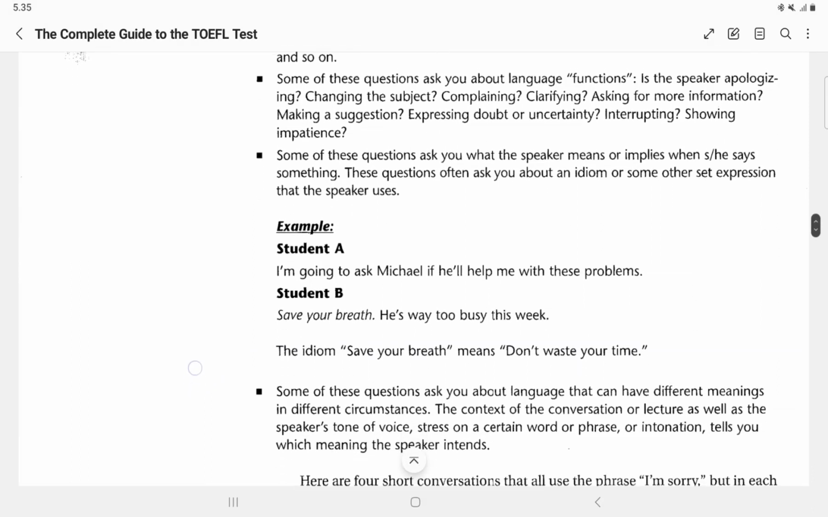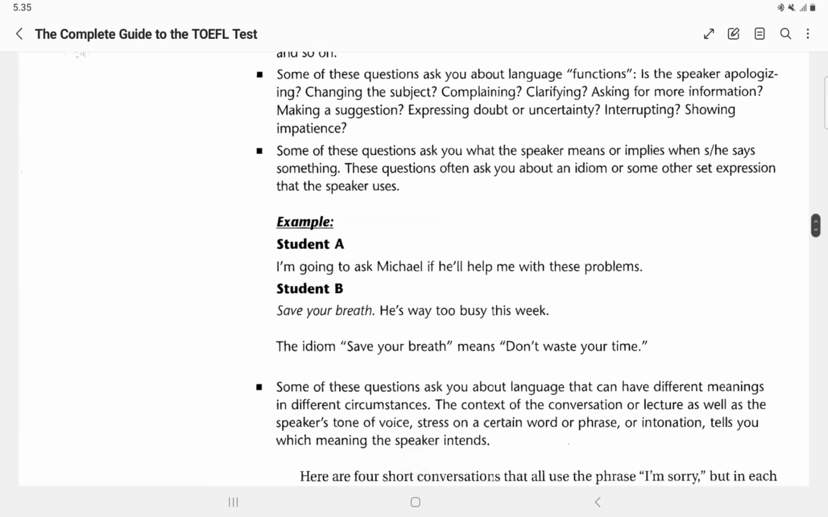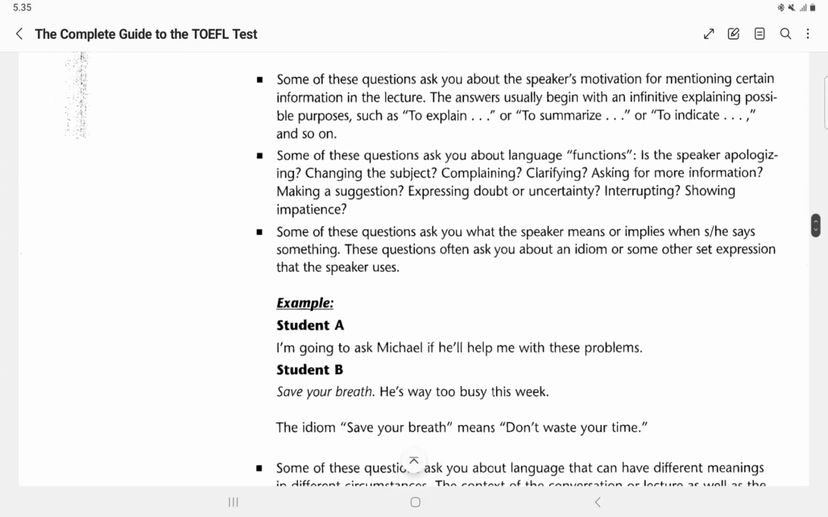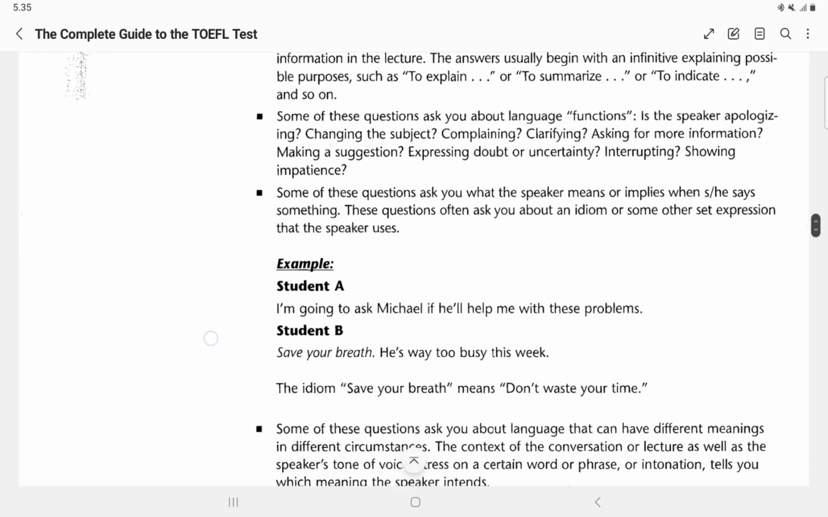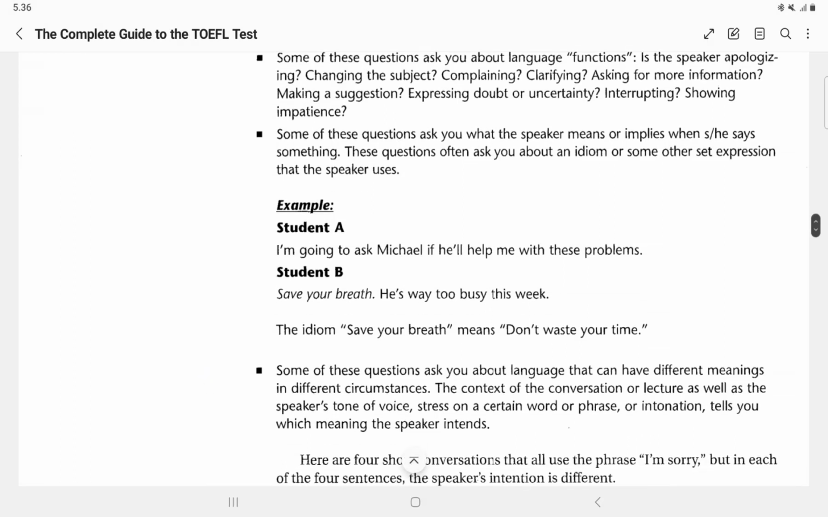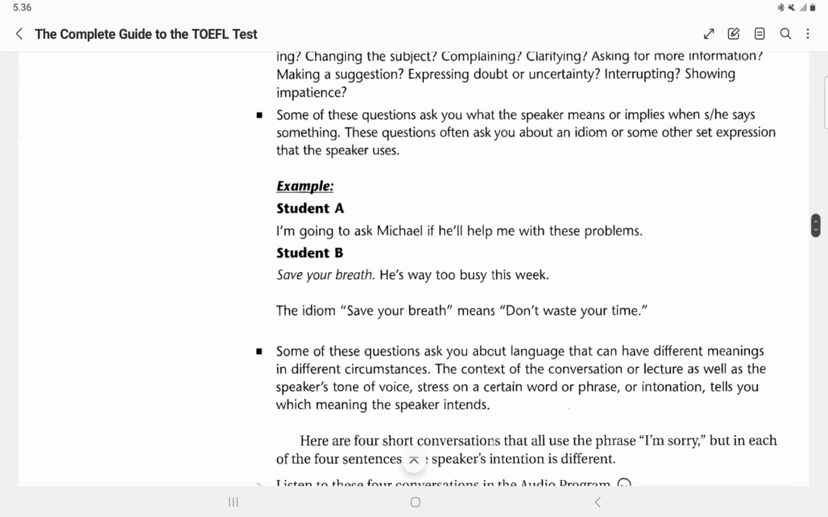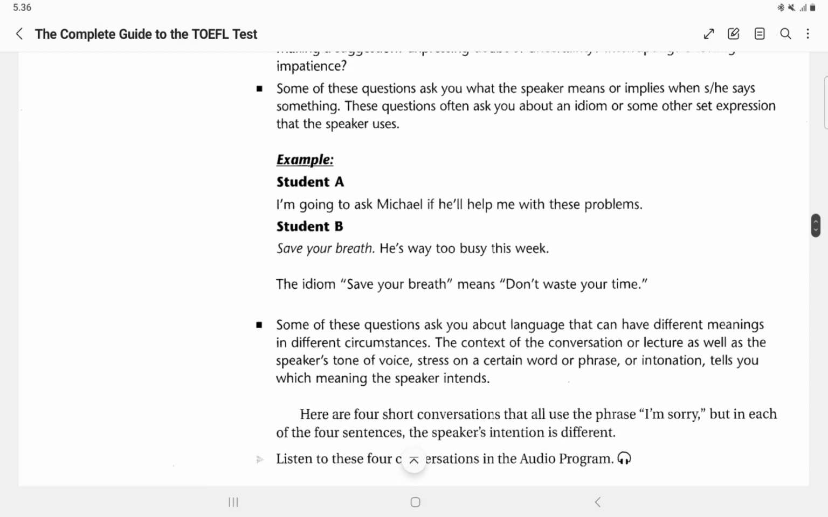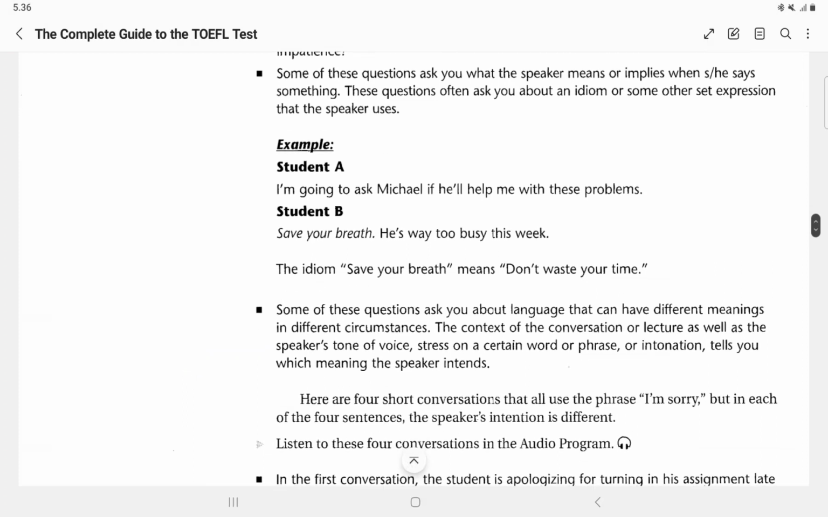Some of these questions ask you about language functions. Speaker's motivation, and this time it is about language functions. Is the speaker apologizing, changing the subject, complaining, clarifying, asking for more information, making a suggestion, expressing doubt or uncertainty, interrupting, showing impatience?